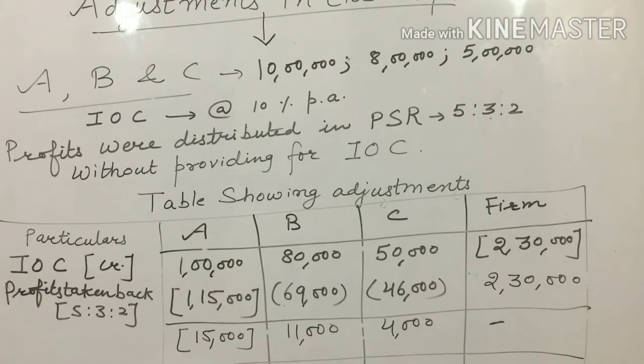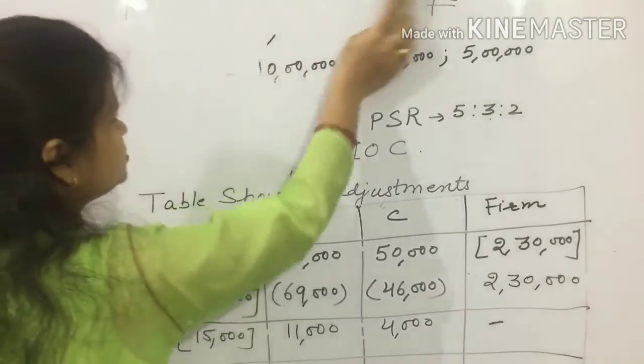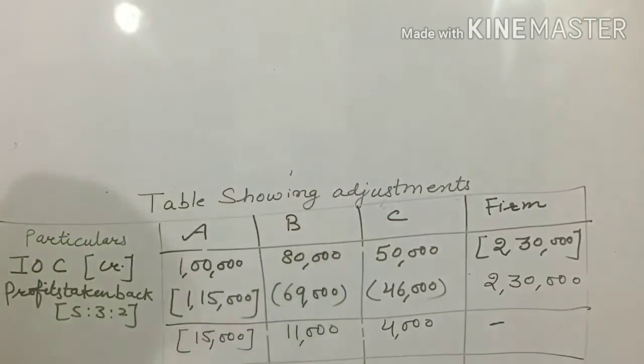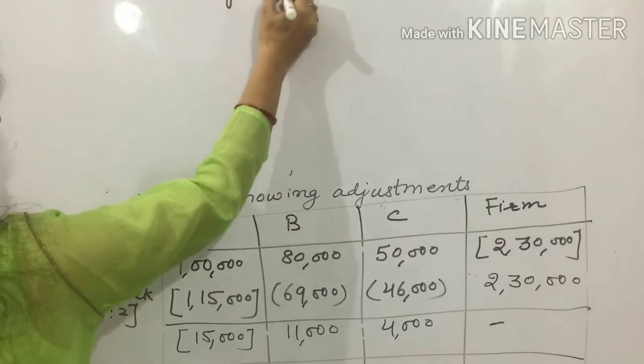Interest on capital, it is to be credited to A, B and C. So, firm will get a total debit of 2,30,000. But already the firm has given these profits to the partner, so it will take back its profit. And finally, we will get this result. A will be debited with 15,000, B will be credited with 11,000 and C will be credited with 4,000. So, the adjustment entry will be, you will write down adjustment entry.